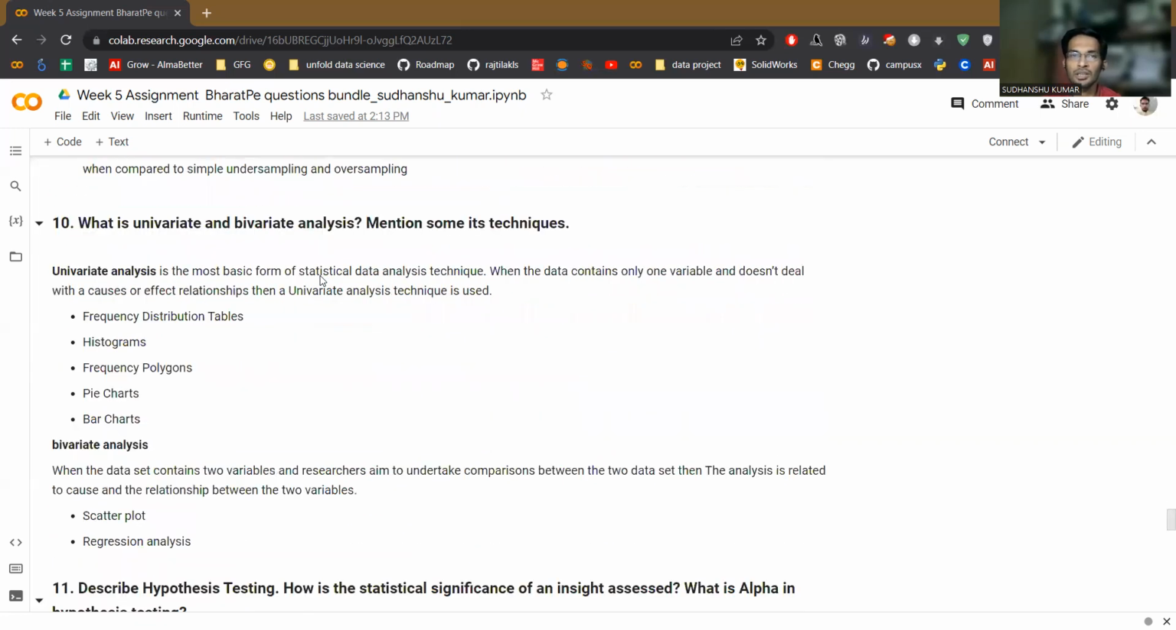What is univariate and bivariate analysis? Mention some of its techniques. Univariate means single variable. It basically deals with the distribution of data, like bar chart, pie chart, frequency polygon, histogram, frequency distribution table. Now moving to another one, that is bivariate analysis. It deals with two variables, and it shows the cause and effect relationship between two variables, like a scatter plot, regression plot, etc.